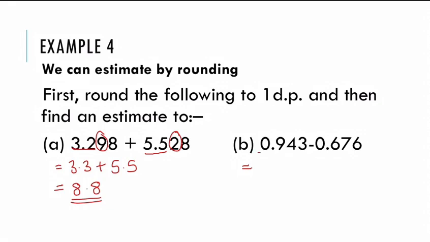So in the second one, rounding to 1 decimal place, this is either going to be 0.9 or 1.0. 4 is less than 5, so we round down to 0.9. Take away, this is either going to be 0.6 or 0.7. 7 rounds up, so it's going to be 0.7. And again, since 9 take away 7 is 2, our answer is 0.2.